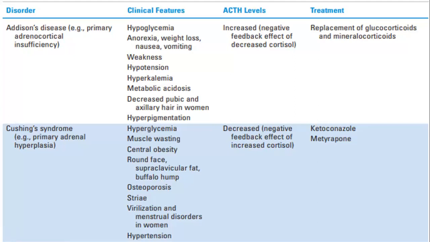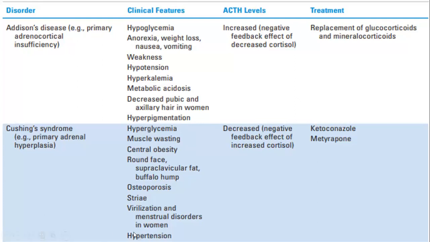Now, there is increased protein catabolism and muscle wasting, and then these proteins are converted into glucose via gluconeogenesis. Again, that's the action of your cortisol, causing hyperglycemia. This also causes central obesity, characterized by round face, supraclavicular fat, and poor wound healing, and this also causes hypertension.